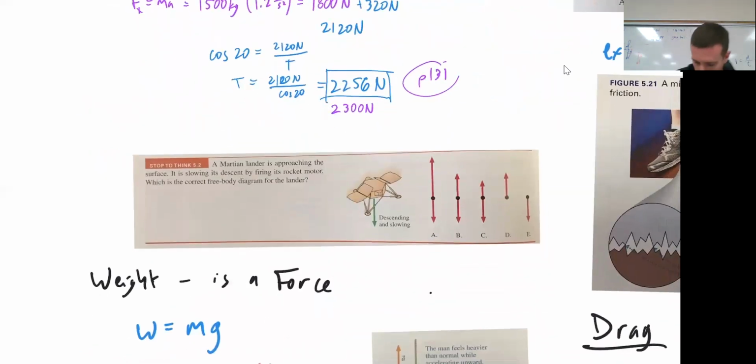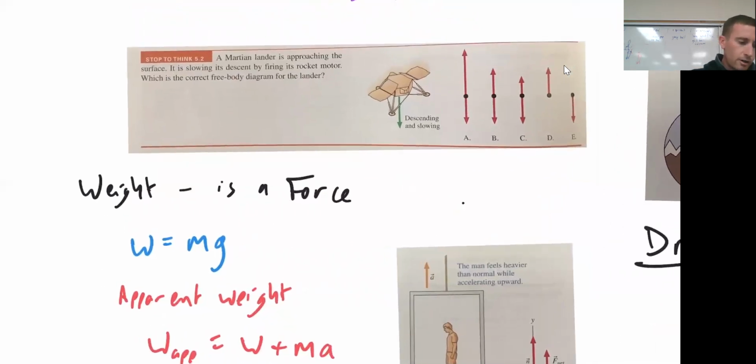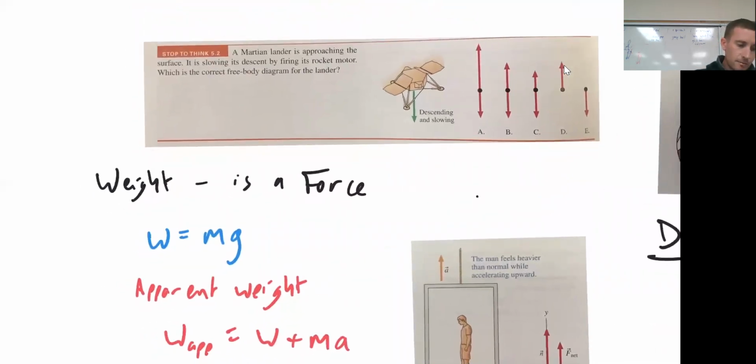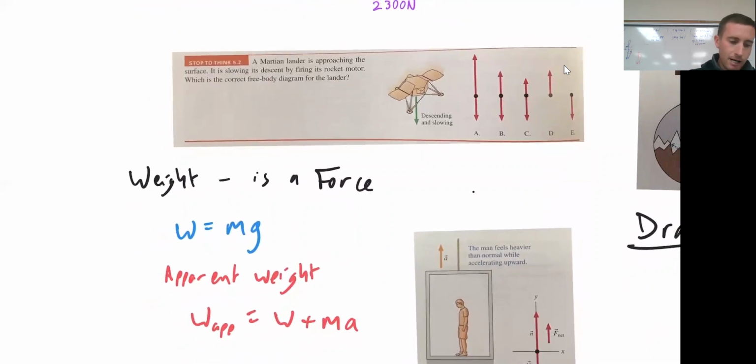Let's continue going and take a look at our next piece, which is a little stop and think. Nice. All right, a Martian lander is approaching the surface. It is slowing its descent by firing its rocket motor. What's the correct free body diagram for the lander?